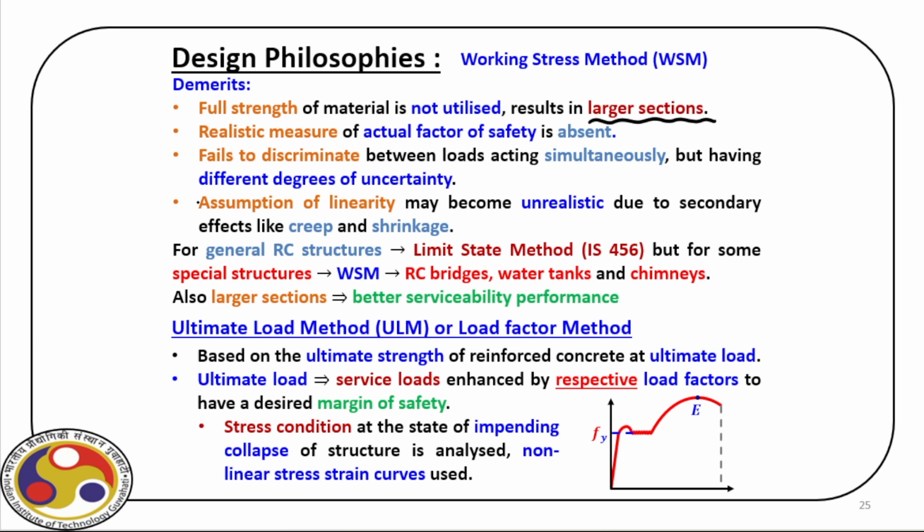Then we also have discussed some important issues like creep and shrinkage. In this method, we do not actually consider these important properties because we stay within this linear limit, and that's why it may become unrealistic if we consider secondary effects like creep and shrinkage. That's the reason we have limit state method as per IS 456, and that is the main aim of this study. But between this working stress method and limit state method, there is another method called ultimate load method.